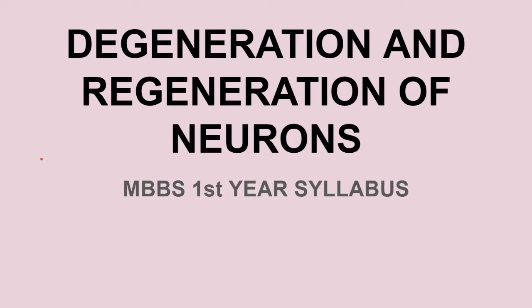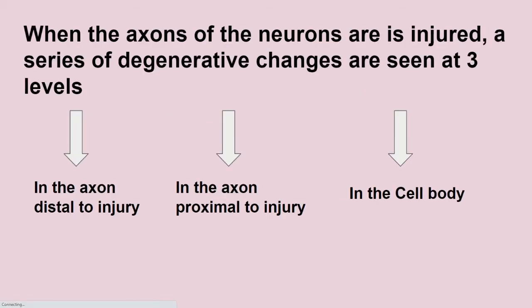Hello everyone, today we will discuss the degeneration and the regeneration of the neurons. Now first of all, what is degeneration and regeneration? Degeneration means the degenerative changes which occur in the axon after it is injured. What kind of degeneration occurs in the axon after the injury, and what is regeneration? That means what kind of repairing it will do, if possible.